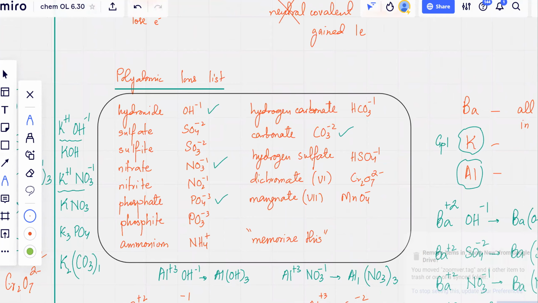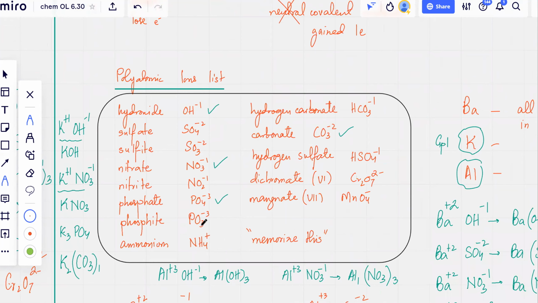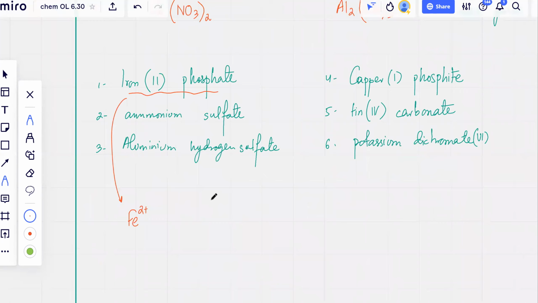So phosphate is given over here, and it has a charge. It is PO4 and it has a charge of -3. So that is what phosphate is. So it's going to be Fe2 plus, and PO4 is going to be -3. Can anyone tell me what the formula is going to be? Like if you do crisscross.